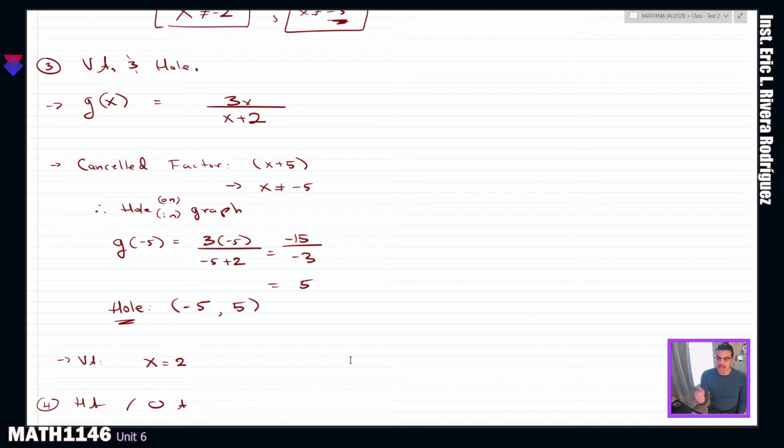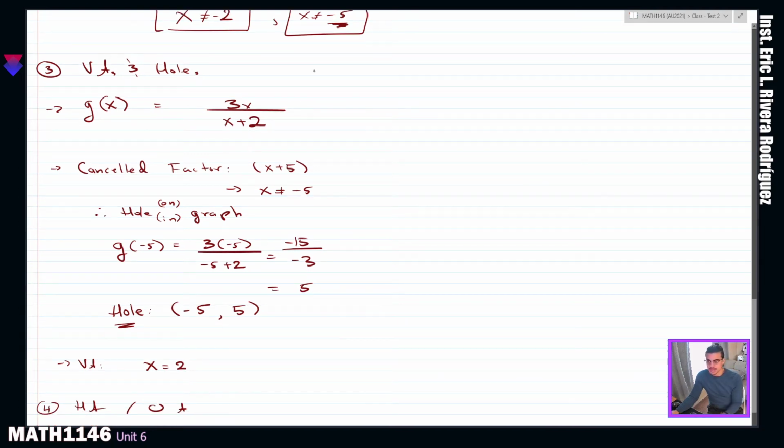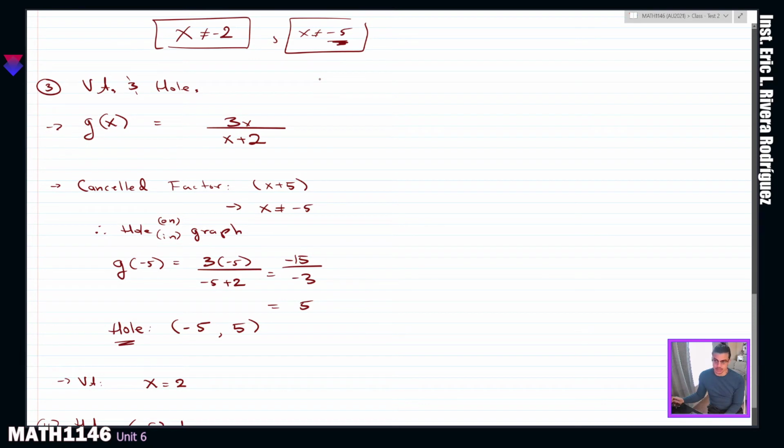Okay, so the vertical asymptote, once we identify a hole on the graph. So we have two restrictions: -2 and -5. One of these is a hole on the graph because when we look at the simplified version, -5 is no longer a restriction on the simplified version. That means that -5 is a hole on the graph.